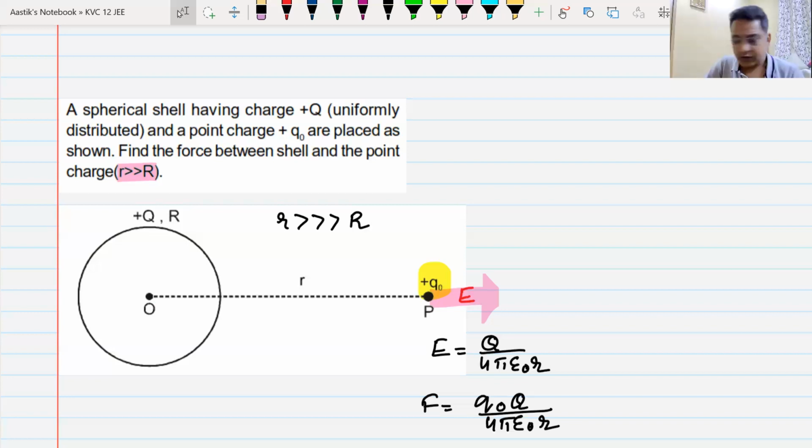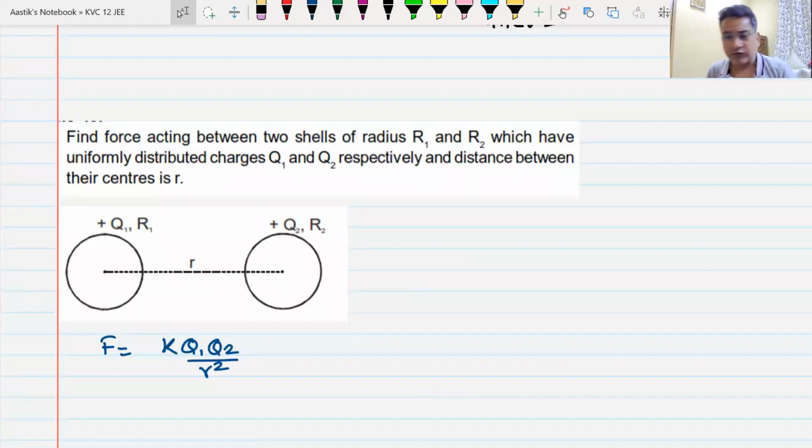Okay. Then we had a similar problem, but instead of a shell and a point charge, we had two shells, and we had to find out the force of interaction between the two shells. Again, the concept is very similar. The distance between the shells was given as very large compared to the radius of the shell. So you can treat them as point charges. The electric field created by a shell outside the shell is just like the field created by a point charge.